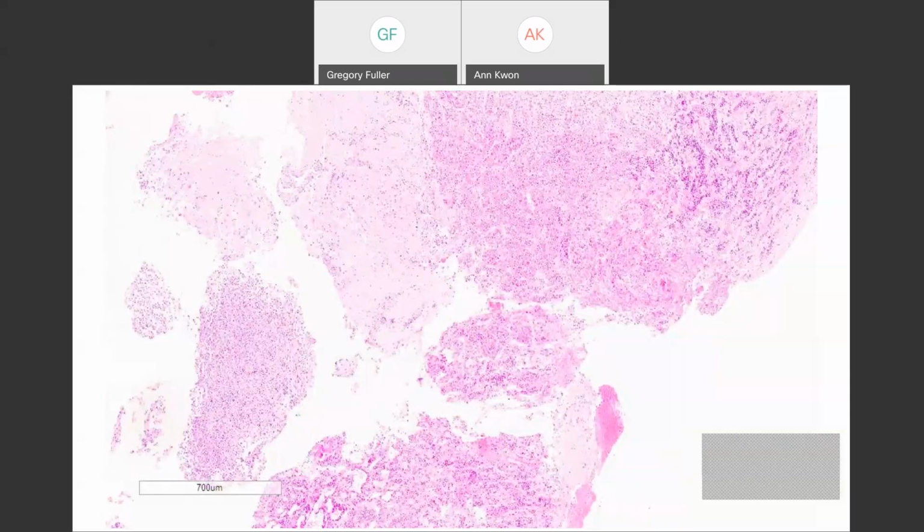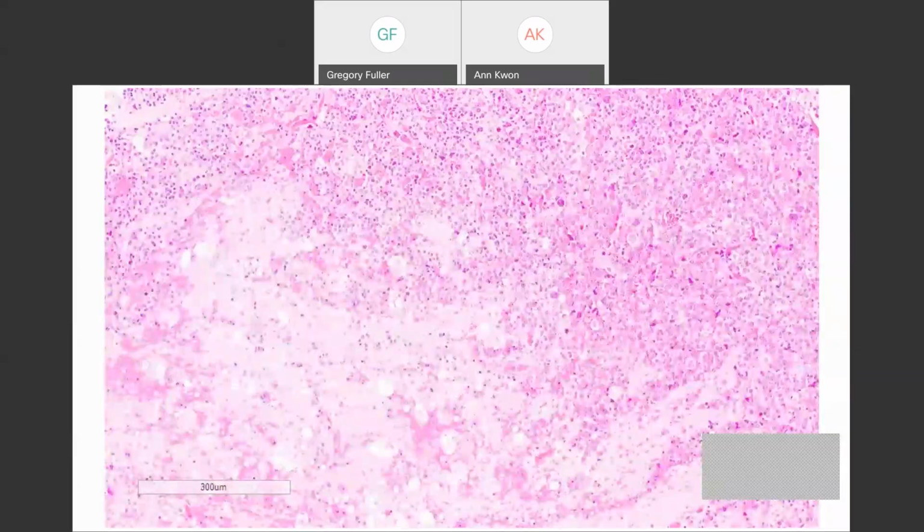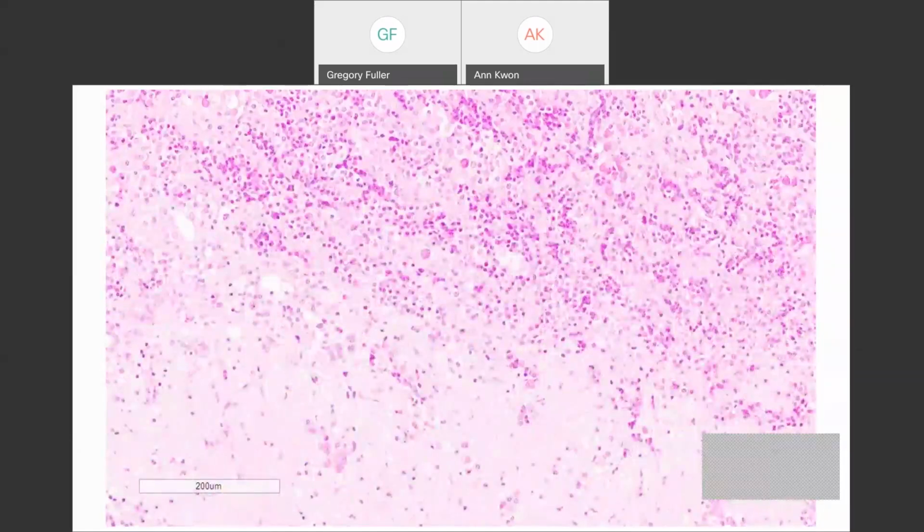Let me show you, I think I have 6 or 7 or 8 images of the H&E histology. So take a look. This was a resection of the lesion you just saw. This is the whole slide image. Higher power. Oh, hang on just a second. There we go. All right.